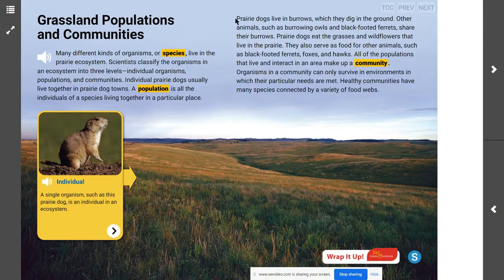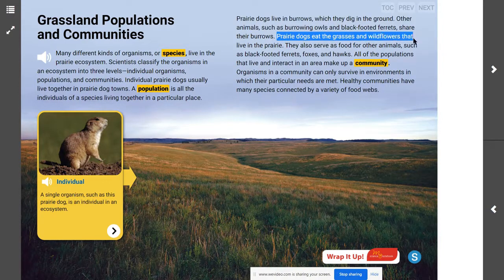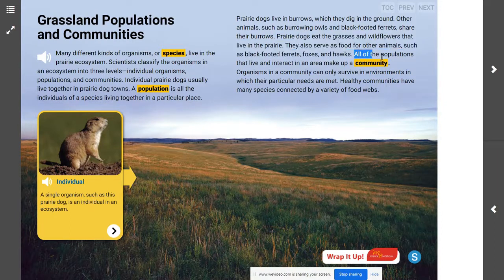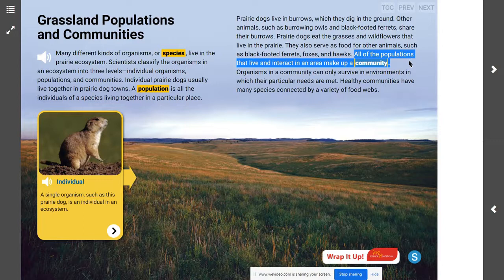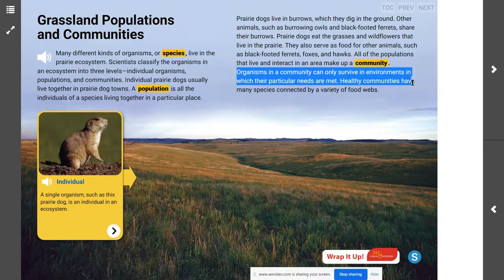Prairie dogs live in burrows, which they dig in the ground. Other animals, such as burrowing owls and black-footed ferrets, share their burrows. Prairie dogs eat the grasses and wildflowers that live in the prairie. They also serve as food for other animals, such as the black-footed ferrets, foxes, and hawks. All of the populations that live and interact in an area make up a community. Organisms in a community can only survive in environments in which their particular needs are met. Healthy communities have many species connected by a variety of food webs.